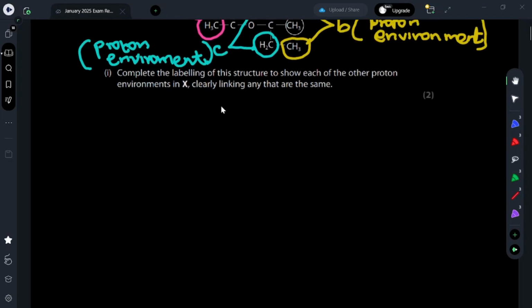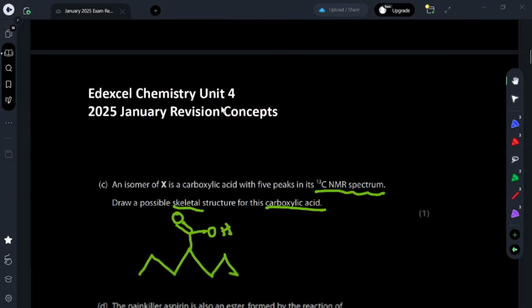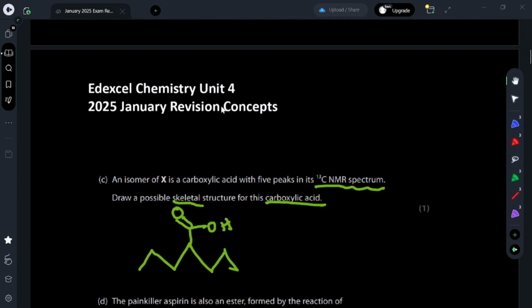I think that is clear. We move on to the other part of the question. An isomer of X is a carboxylic acid with 5 peaks in the carbon-13 NMR spectrum. Draw a possible skeletal structure for this carboxylic acid. It should be a carboxylic acid and should show 5 peaks in the carbon-13 NMR spectrum.